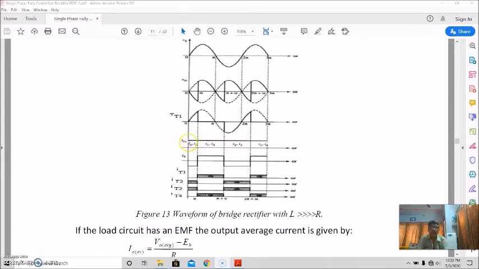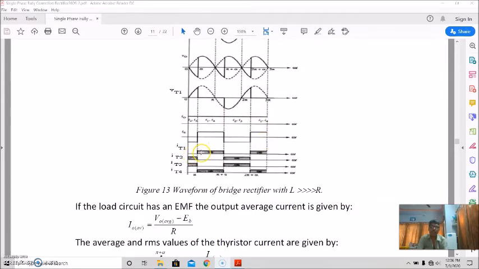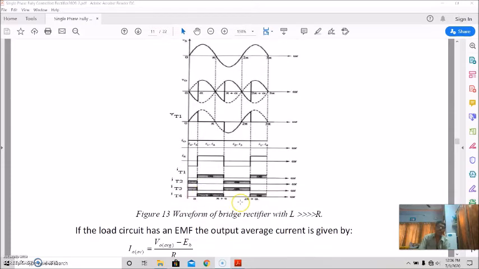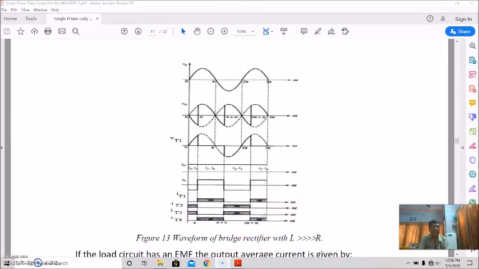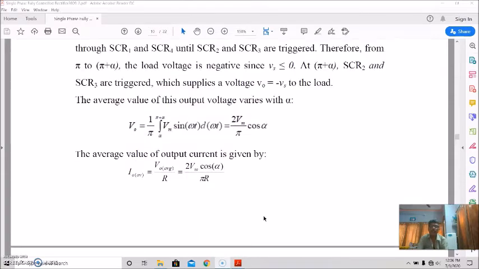This is for the negative half. This is the current due to SCR 2 and 3, this is for SCR 1 and 4, again this is for 2 and 3, and again this is for 1 and 4. So this is the output current. This is the conduction profile of the current through thyristor 1, thyristor 2, thyristor 3, and again thyristor 4. So if the inductance is very high, the firing angle alpha is very small.